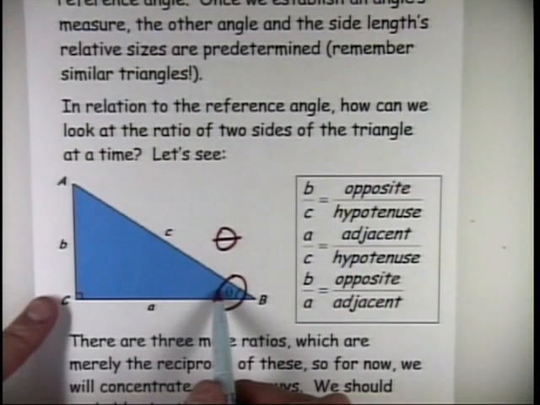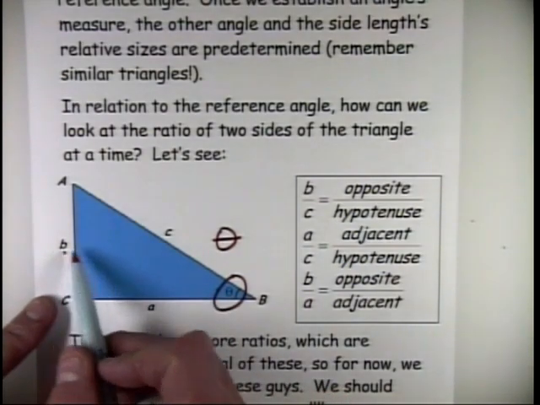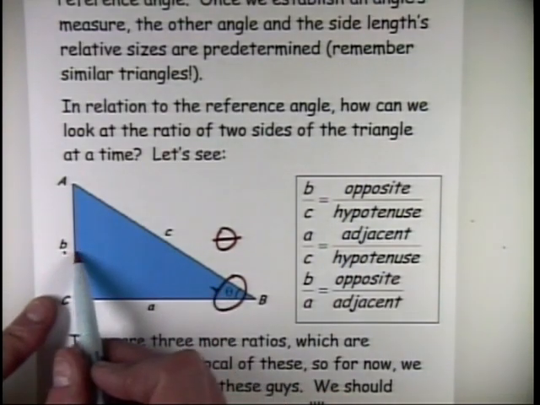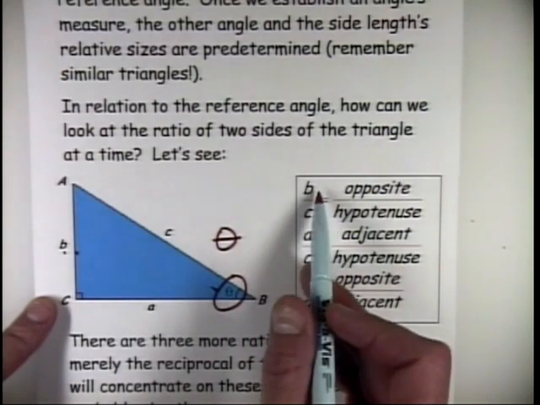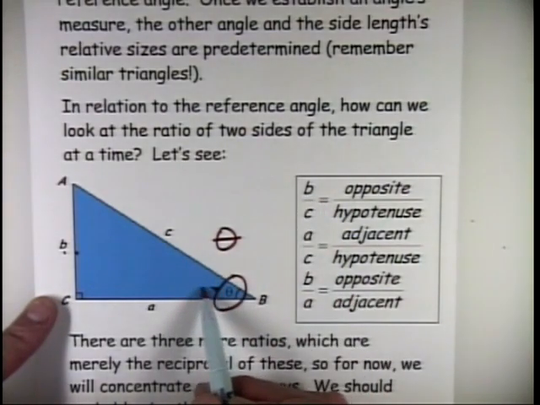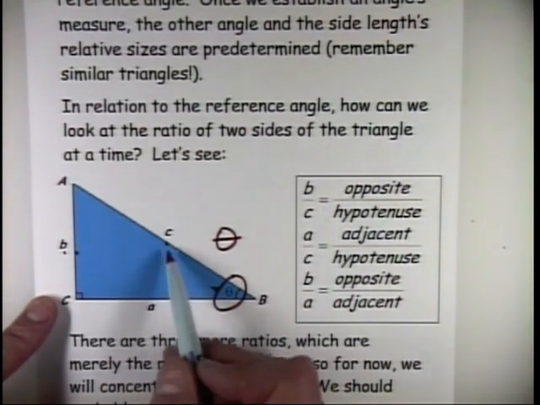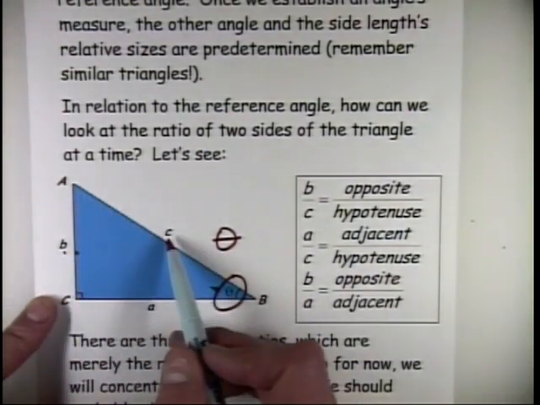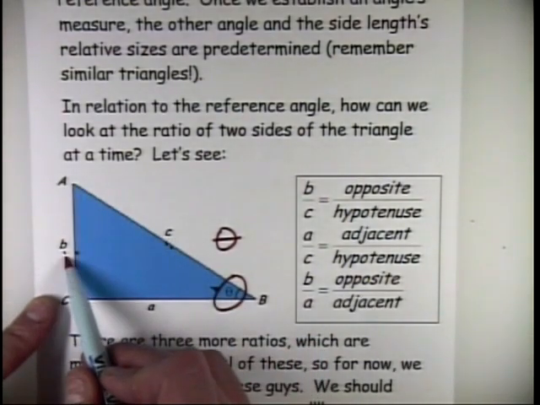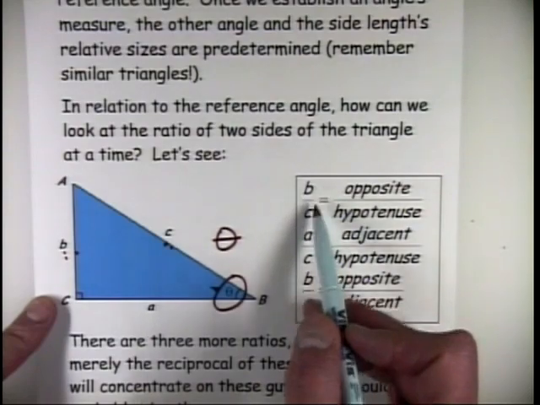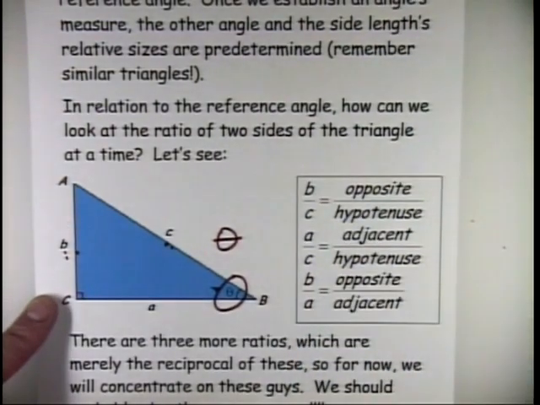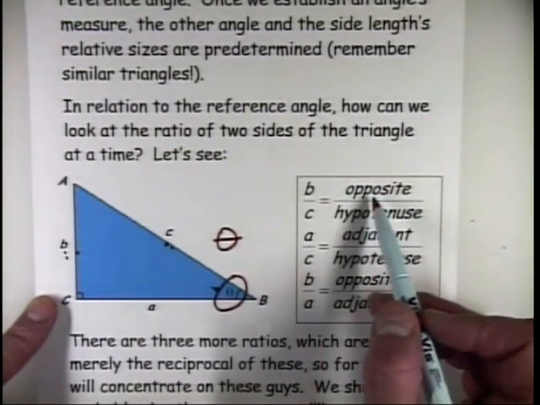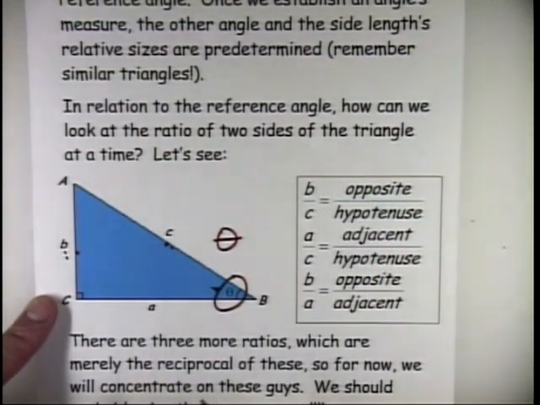Well, in relation to this angle, I can take side B, which is the side that is opposite here, and then I can look at the side that is the hypotenuse, which is next to it, but it's the longest side, that would be side C. So looking at the opposite side to the hypotenuse, which is B to C, is one way we can look at the ratio of two of the three sides. So we'd call that B over C, in this case, the opposite over hypotenuse.